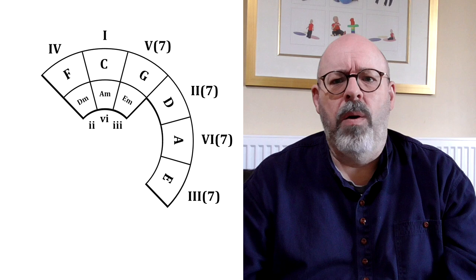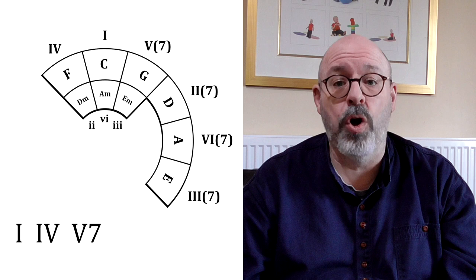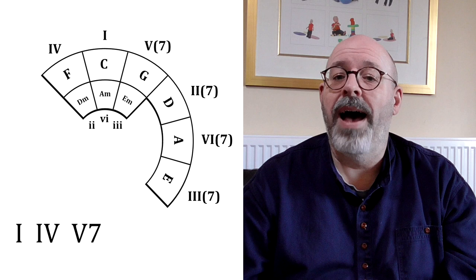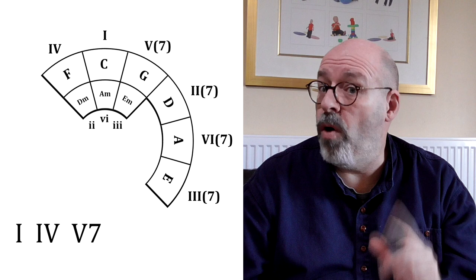Why is that useful? The song Twist and Shout, for example, could be thought of as a 1-4-5 song. What does that mean? Well, it just means the chord named after the first step of the scale, the fourth step of the scale, and the fifth step of the scale. On the fifth step, the V chord, I've also put a 7 in brackets, and that's just because that chord is often played, though not always, but often played as a seventh chord.